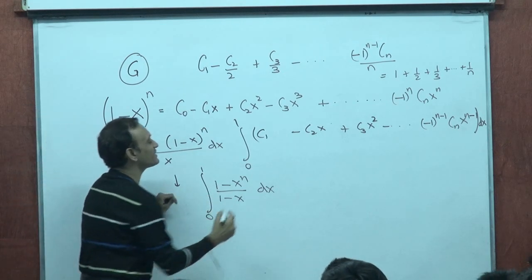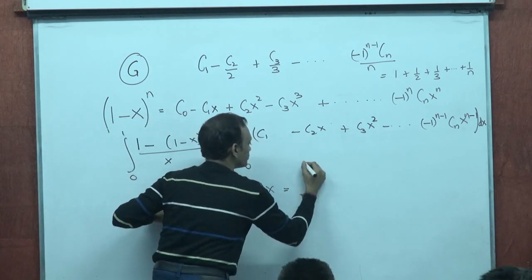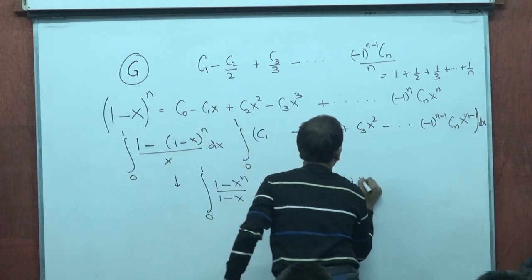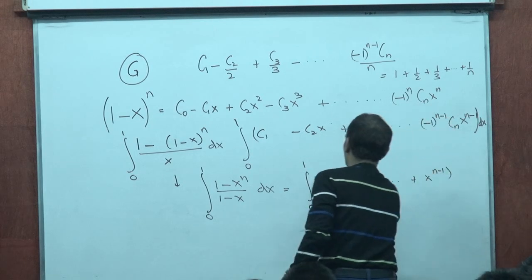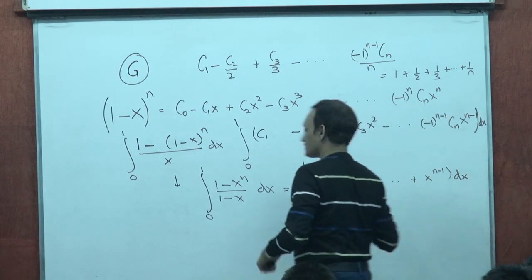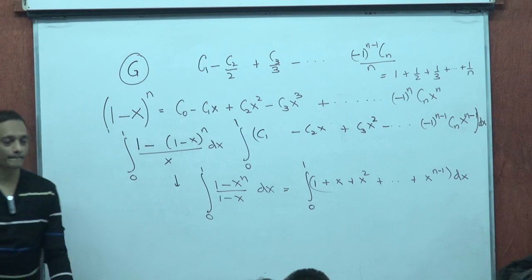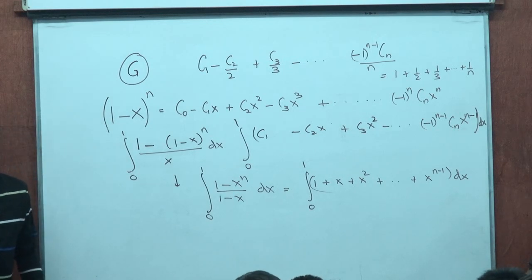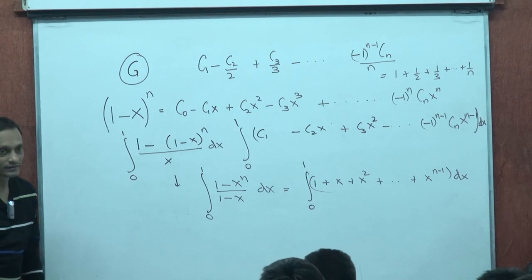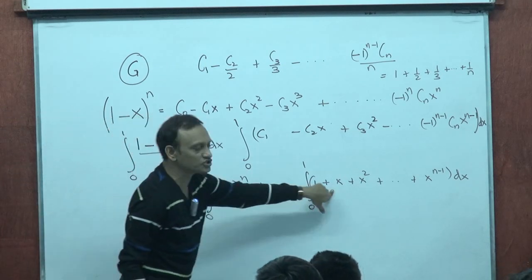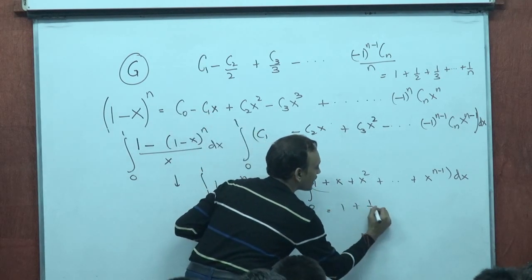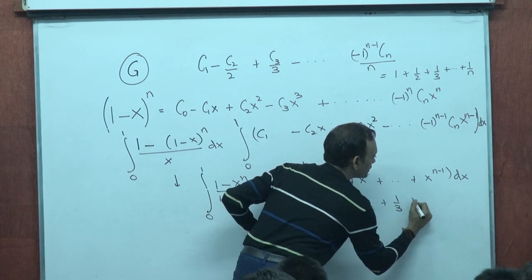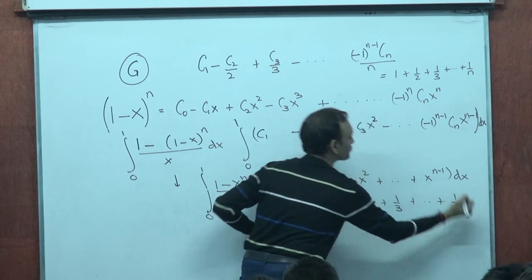Right, this is a GP series. Absolutely, 1 + x + x^2 + ... + x^(n-1) dx. I hope you realize this is the sum of this GP series, and now when you integrate, it will be 1 + 1/2 + 1/3 + ... + 1/n.